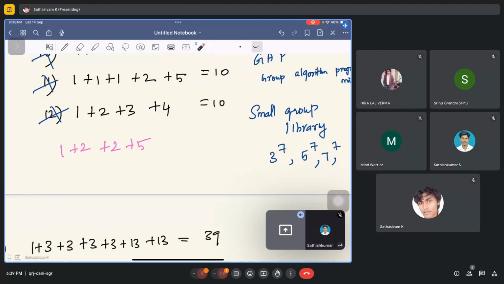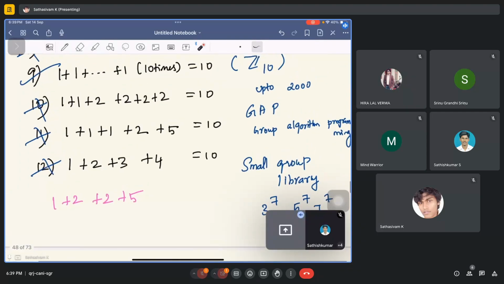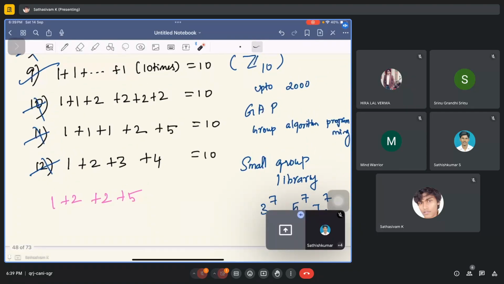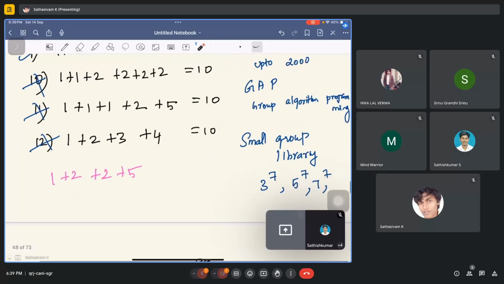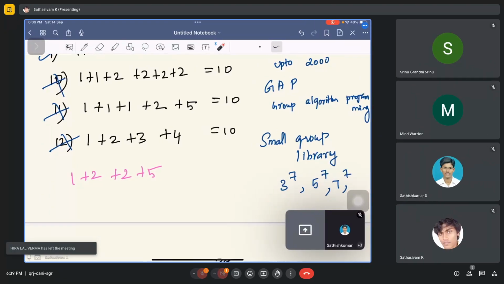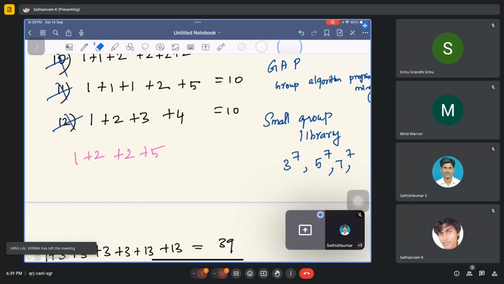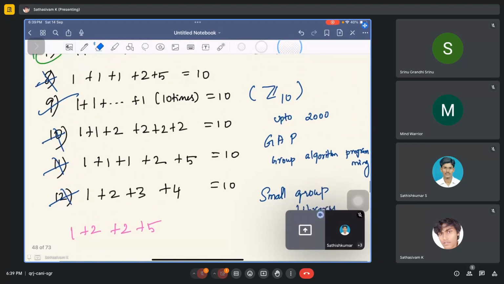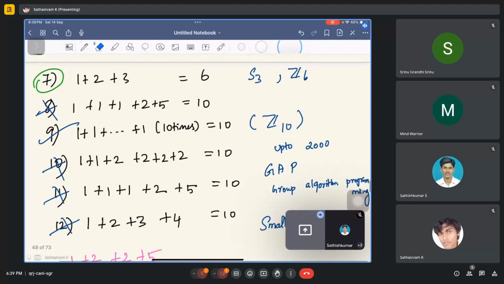Other than that, it's not known. I mean, the classification is not done. That's not much known, but up to groups of order 2000, and there are some prime power groups you can check. Okay. Anyway, so those classifications are there. If you are interested, you can look it up, or maybe if you work in this area, you can use it.